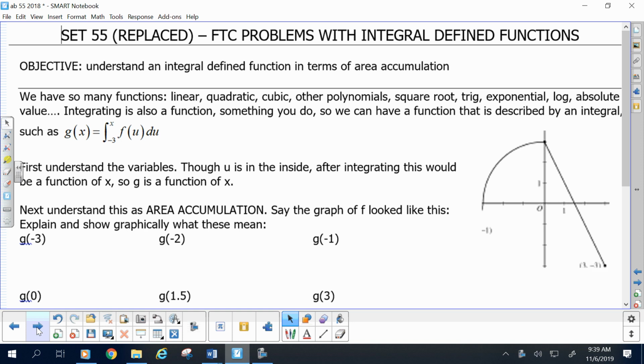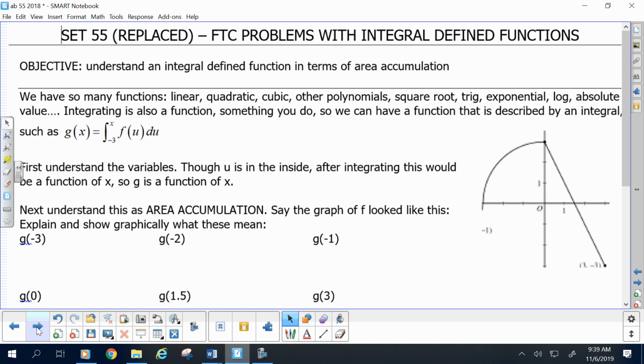We have bigger fish to fry, so the problem is this. This is the most common AP free response question there is in calculus. And it's not in the book, so I got to put it in somewhere. And so let's do the Calc 1 material instead. So here it goes. Today, hopefully, I will introduce you to what's called an integral defined function or an area accumulation function.